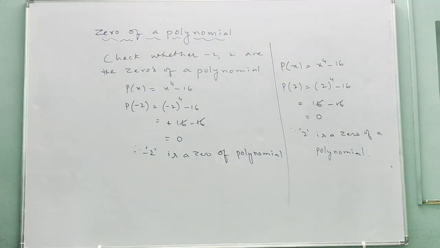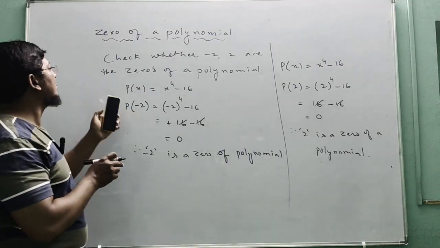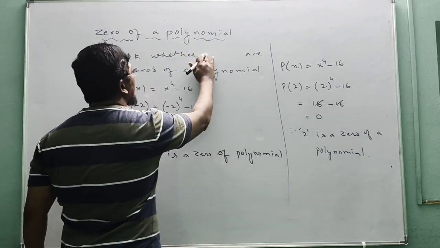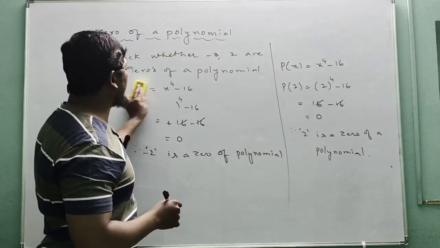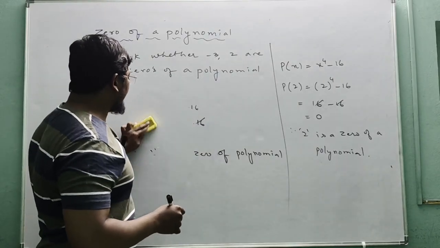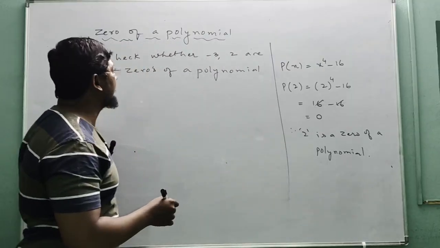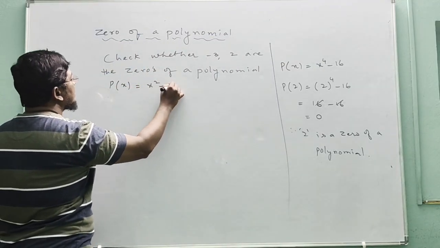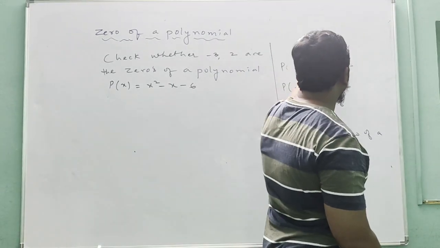Now our third question is: check whether minus 3 and 2 are the zeros of the polynomial p of x is equal to x square minus x minus 6. This is our next question.